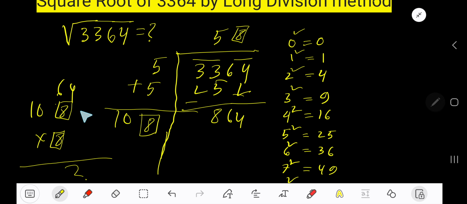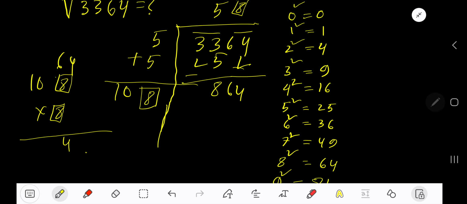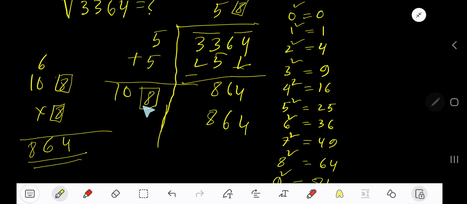8 times 8, 64. Okay, write 4, carry 6 to the next column. 8 times 0, 0 plus 6, that is 6. 8 times 1, 8. 864. That is, if you place 8 here, then you are getting 864, which is equal to 8 times 108. That gives you 864. Subtract, 0. Take 8.